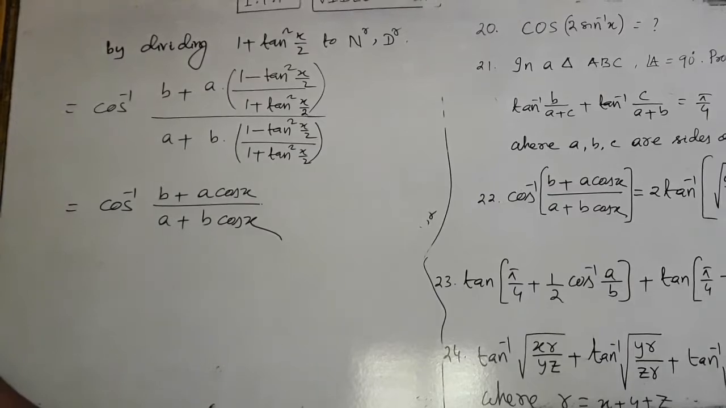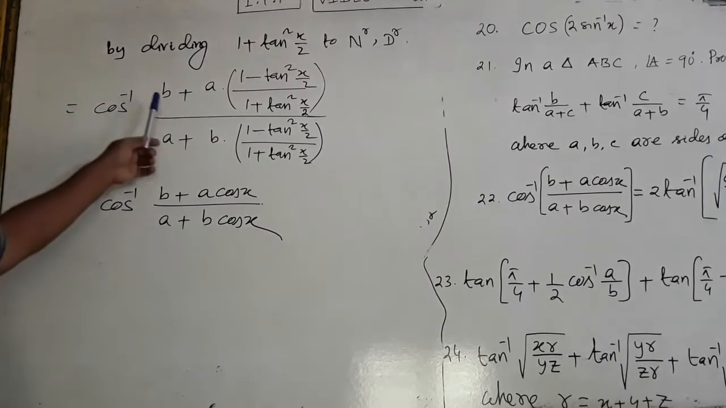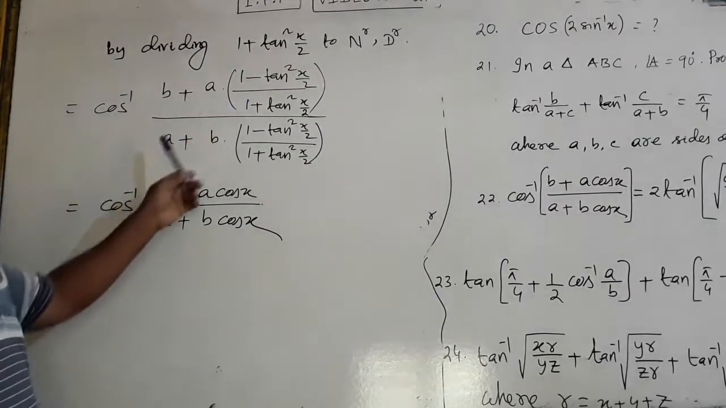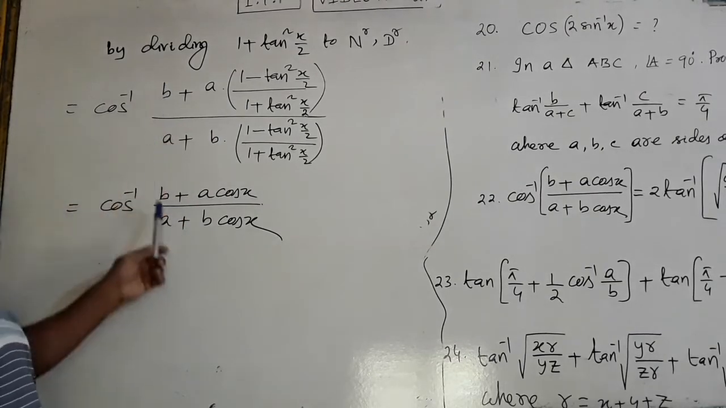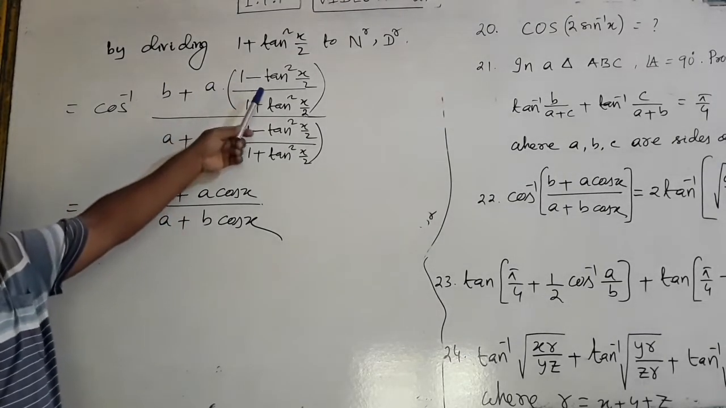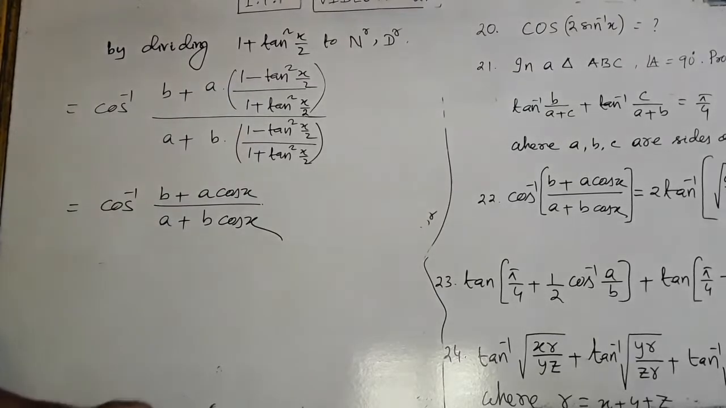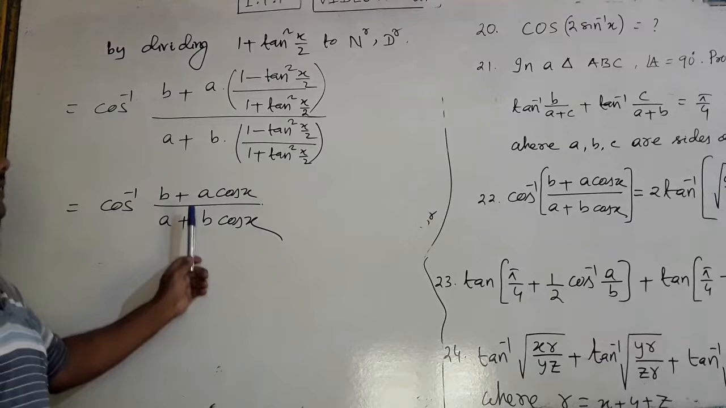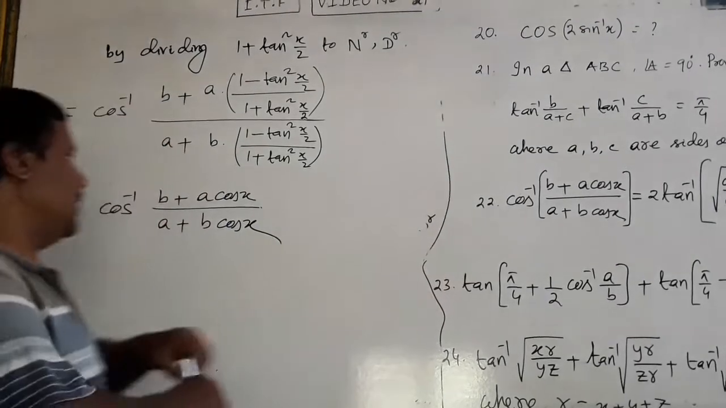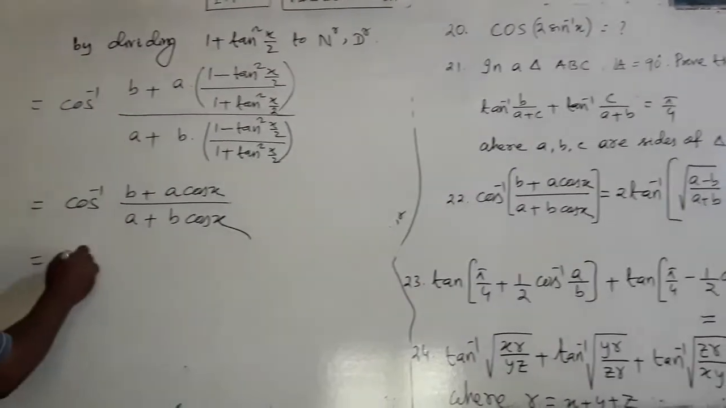Then when you divide by 1 plus tan square x by 2, it becomes only b. It becomes this, and it is only a, and this is b. It is a. The formula of cos x is 1 minus tan square x by 2 over 1 plus tan square x by 2. You get this point, and it is your answer on the left hand side.